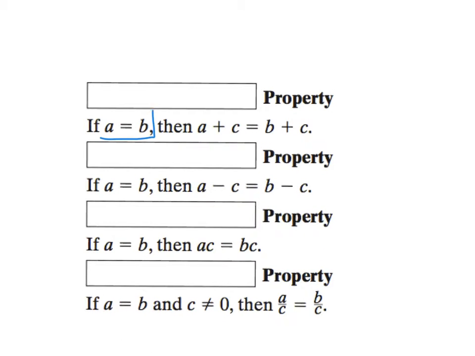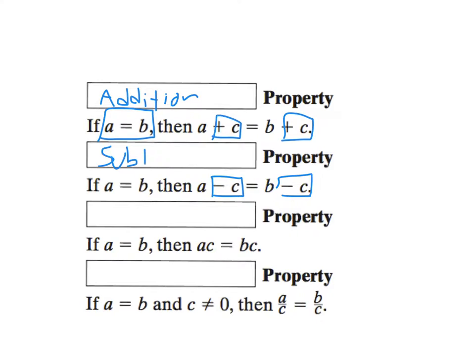Notice this property right here. We start with a true statement, and notice all we've done is add C to both sides. So this is called the addition property. Clearly, for this one, if we subtract C on the left side, we have to subtract C on the right side. That's called the subtraction property.